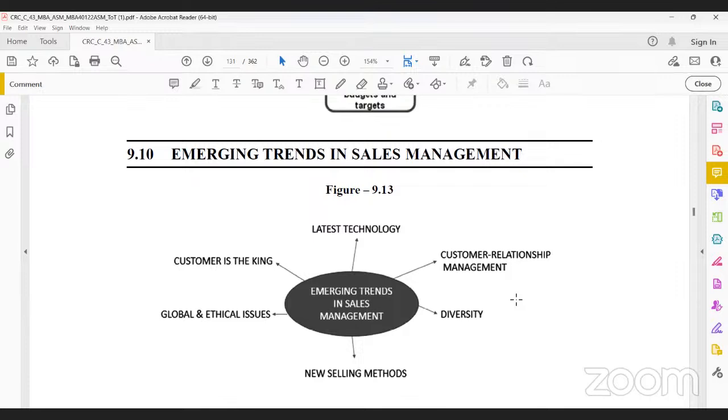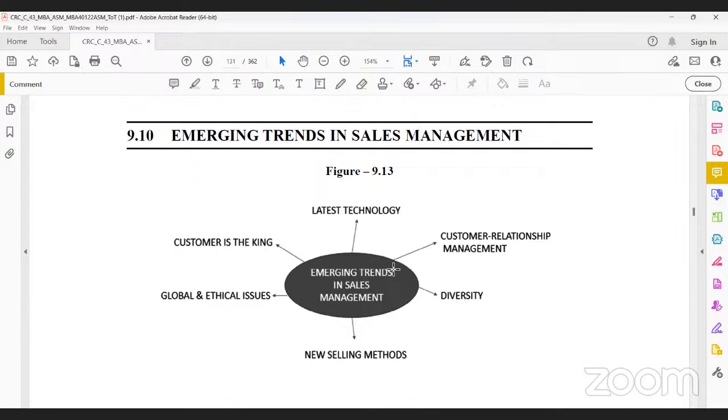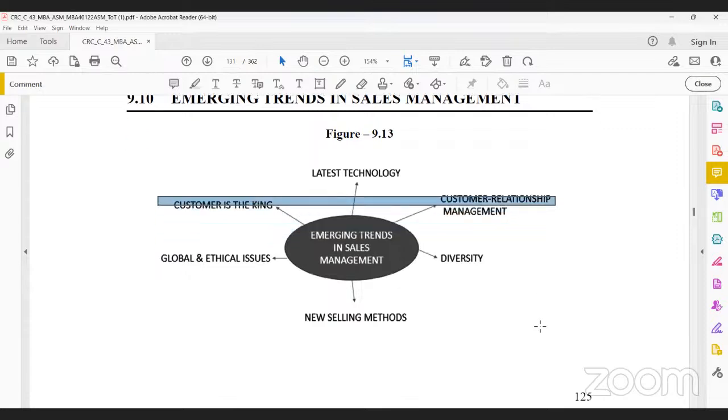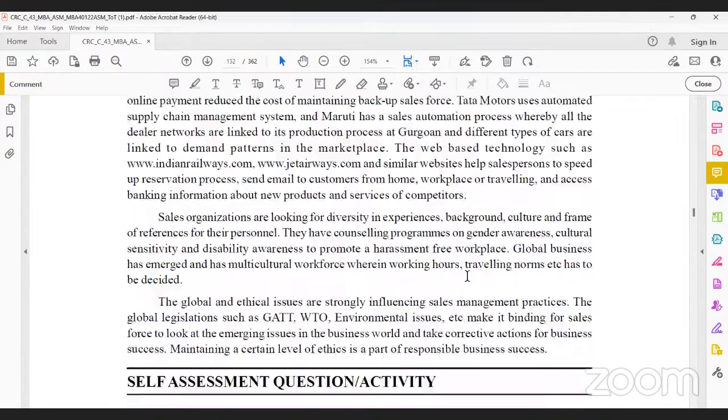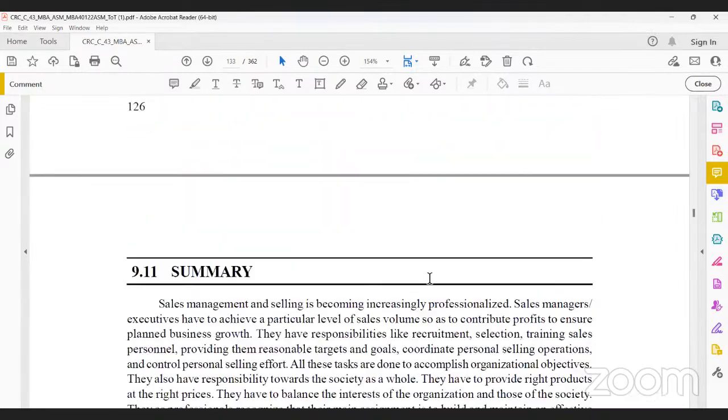So it's not that easy to increase the company's sales. Sales management has to follow these global ethical issues also. As you told, the customer is king. Ultimately, the customer is king. The company is always implementing the latest technology to satisfy the customers' needs.